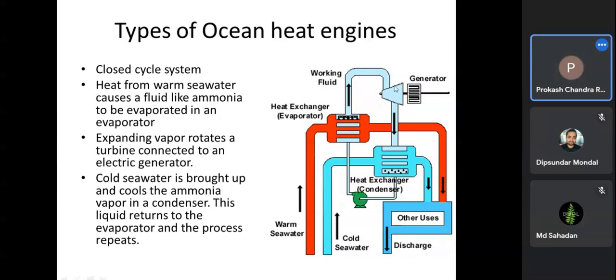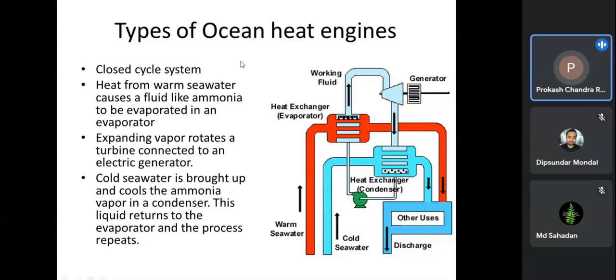Then it will move through the turbine, and you will get the mechanical power. This turbine is connected with the generator, and you will get the electricity. Then this is the condenser, and your working fluid will be condensed. So this is the closed cycle.